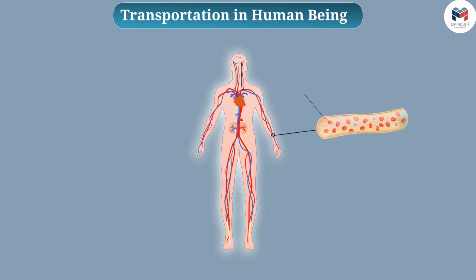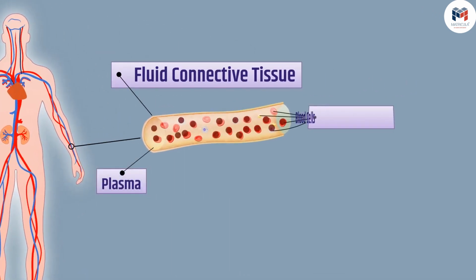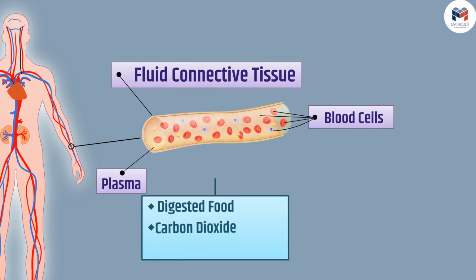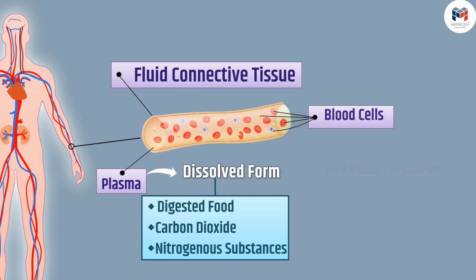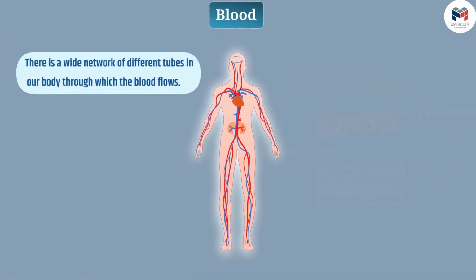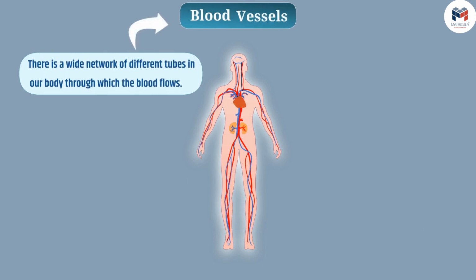Transportation in human being. Blood. Blood carries out transportation in humans. Blood is a fluid connective tissue which is made up of plasma and blood cells. Plasma carries digested food, carbon dioxide, nitrogenous substances, and other hazardous substances in dissolved form, while red blood corpuscles carry the oxygen. There is a wide network of different tubes in our body through which the blood flows. We call them blood vessels.